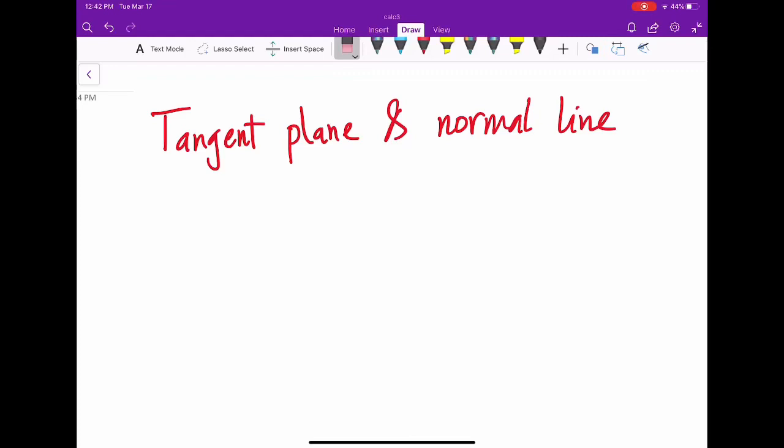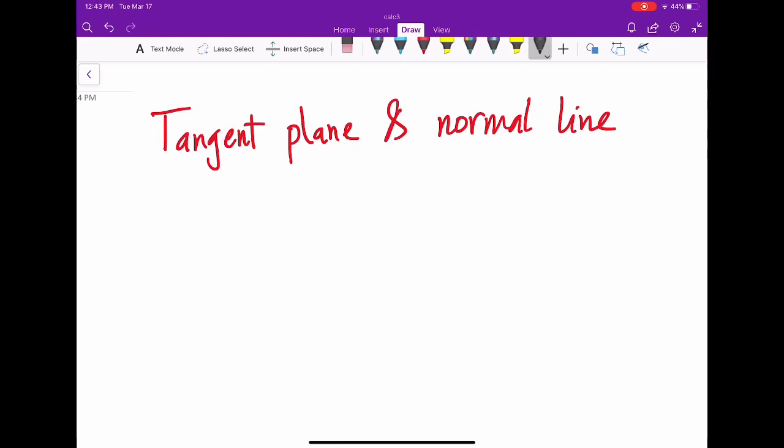Hello. So we continue our topic on tangent plane and normal line to a surface, right? Yesterday we solved several problems on tangent planes and normal lines. And the main idea is the following. Let me remind you a little bit from yesterday's lecture, and then we will finish this section, right?